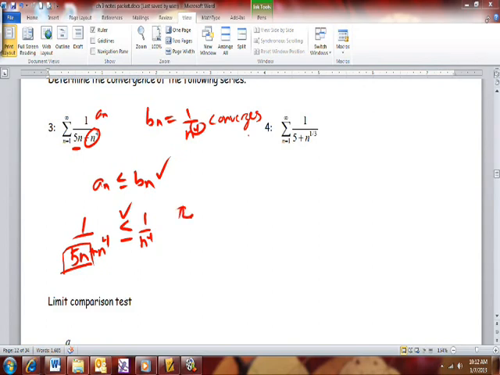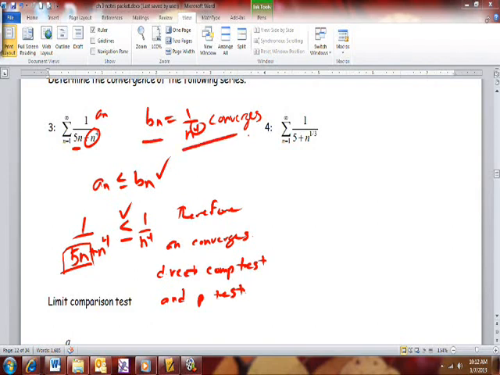Therefore, a sub n converges. And you really have to cite two things. You have to cite the direct comparison test and the p-test. And the reason we cite the p-test is that's how we know that b sub n converges. If we don't have the p-test, then how would I know that b sub n converges?